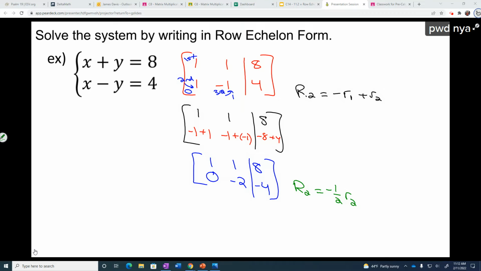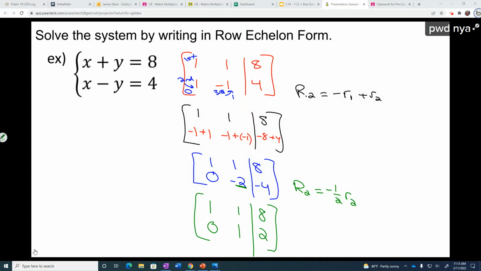So that means we're going to multiply this whole row 2 by negative half. Keep row 1. 0 times negative a half is 0. Negative 2 times negative a half is 1. Negative 4 times negative a half. And also just think of it as dividing. So it's like negative 4 divided by negative 2, which is 2. This is the one we're changing. Yeah. Good question.